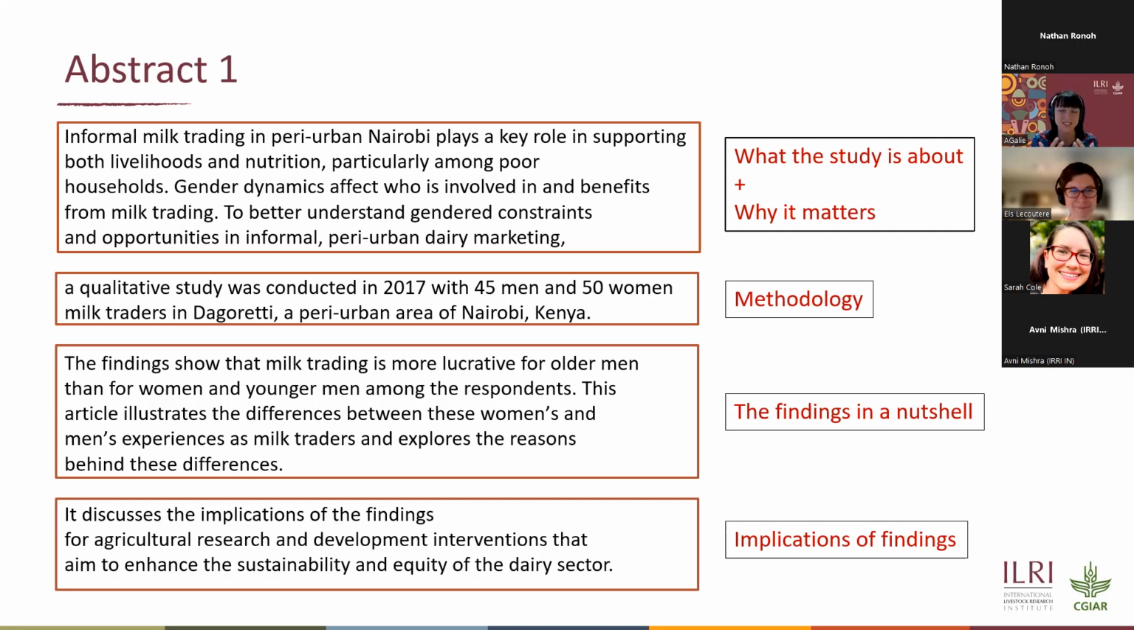Why should we, as readers, care about this topic? And then, sometimes, of course, the problem is in there, like informal milk trade is very important. However, there is a problem about it: we do not know enough about who is doing what. And then the study is about the methodology, findings in a nutshell, and the implications of these findings.